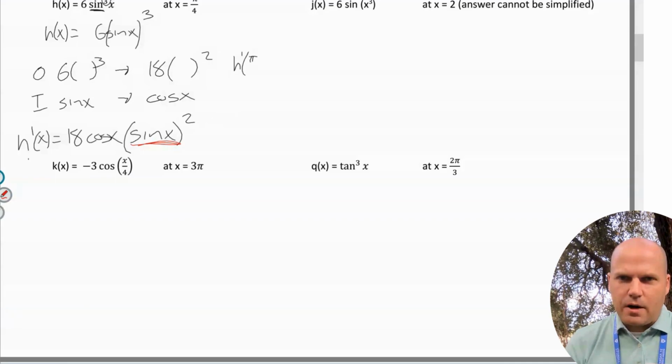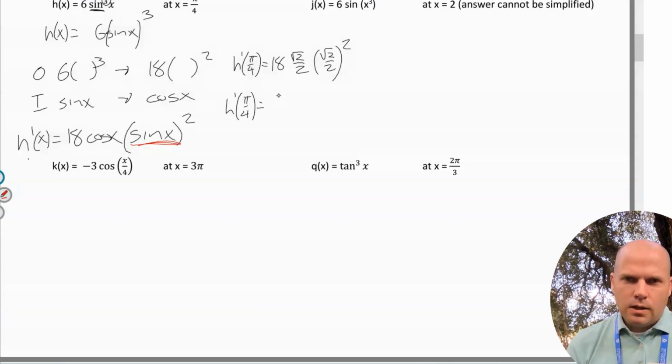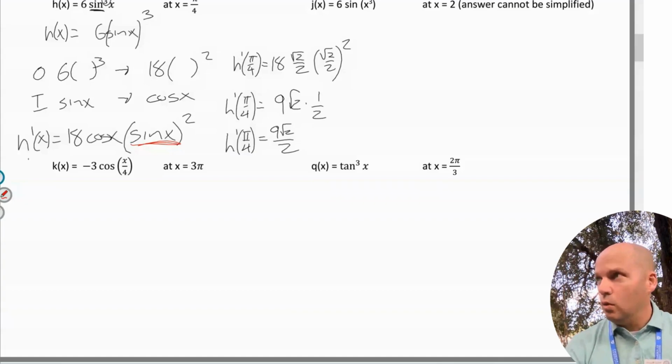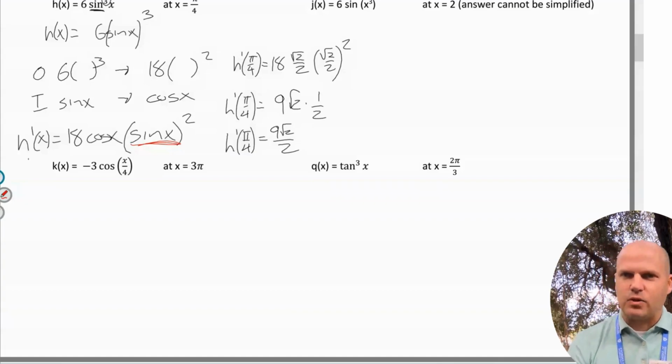So h prime at pi over 4 is going to be 18 times the cosine of pi over 4, which is root 2 over 2, times the sine of pi over 4 squared. That's root 2 over 2 squared. So I get 9 root 2 times 2/4, which is 1/2. I get 9 root 2 over 2. H is increasing by 9 root 2 over 2 y's per x at x equals pi over 4.